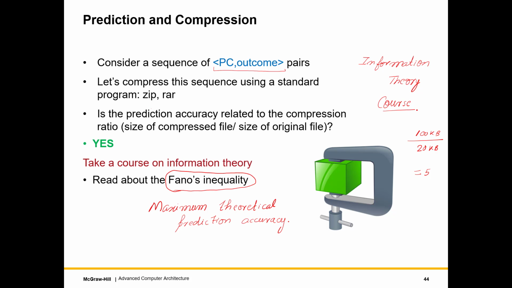Information theory has a concept called entropy, which is very closely related to the compressibility of a sequence. And Fano's inequality uses that to put a bound on the maximum prediction accuracy, which means that regardless of whatever you do, we simply do not have enough information in the sequence to have a higher prediction accuracy.